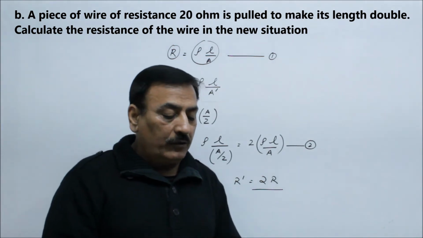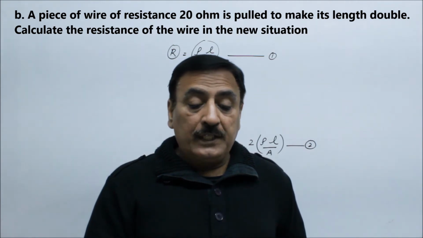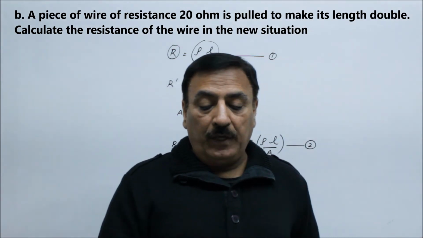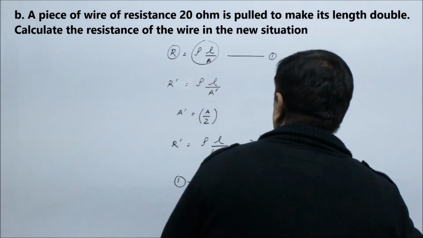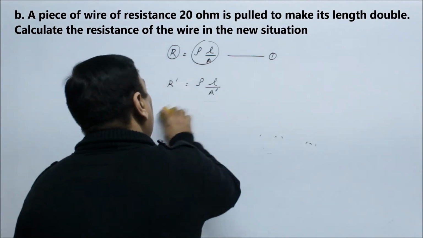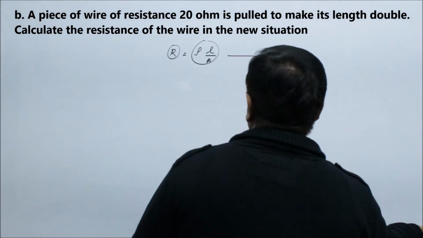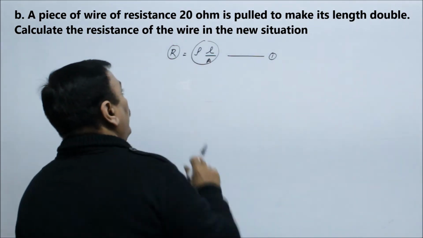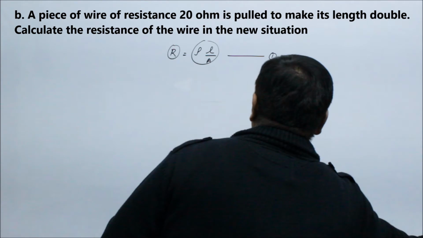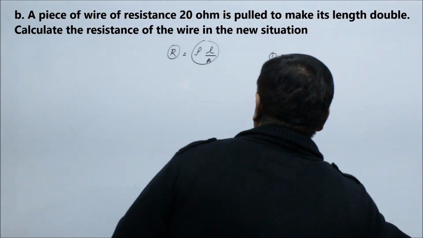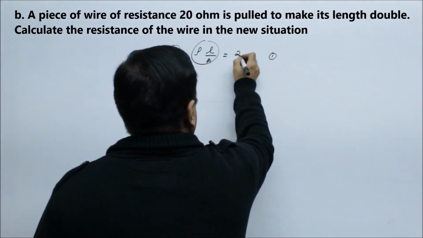So let us see the B part of this question. We are saying the piece of wire has a resistance of 20 ohms and is pulled to make its length double. Calculate the resistance of the wire in the new situation. So for the B part, let us use the expression R is equal to rho L over A as it is. In addition, they have mentioned the value of this resistance, rho L over A, is equal to 20 ohms.